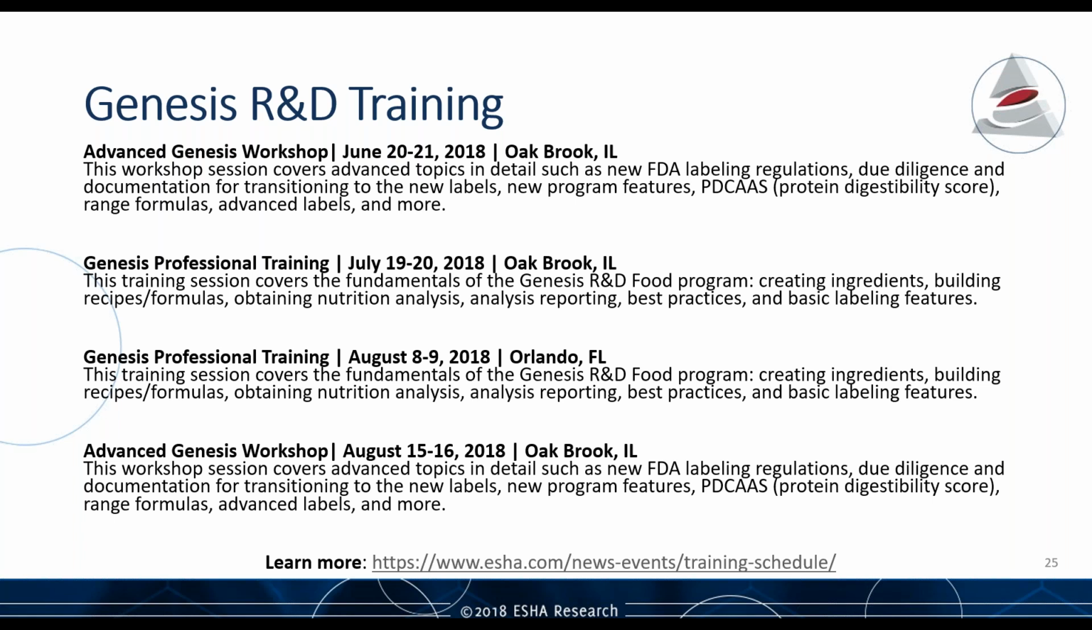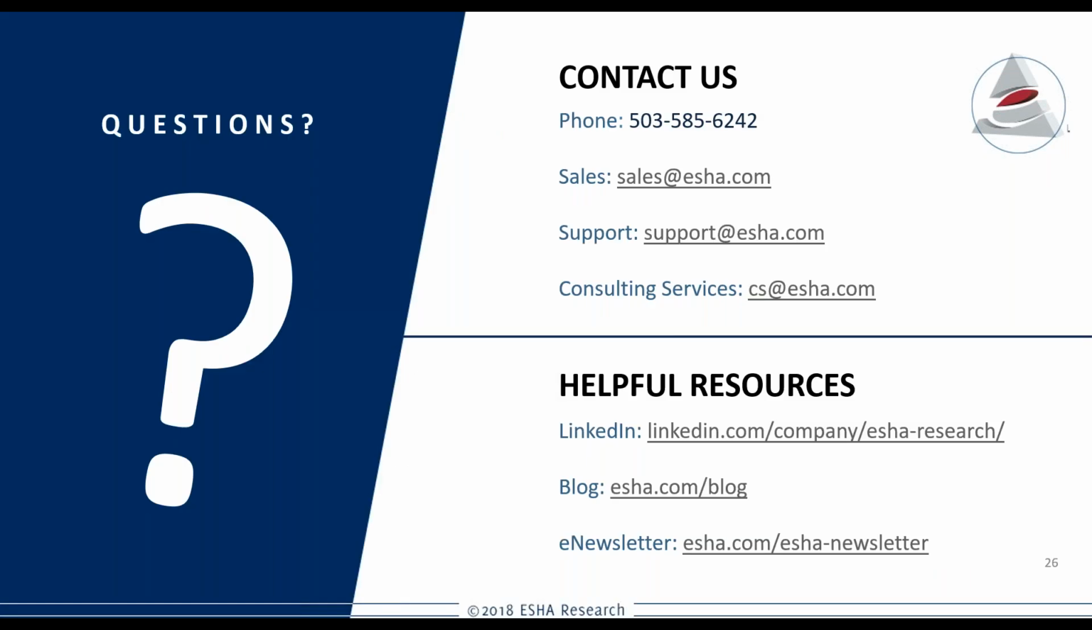Advanced training is happening next week at our Oak Brook location. Professional training occurs in Oak Brook in July as well, and in Orlando in August. And we have an advanced class in Oak Brook in mid-August. We also have offered training with specific focus on menu labeling features and topics. And if you find that you need that kind of training, contact our training team at training@esha.com, and they can help you set up a more customized approach.